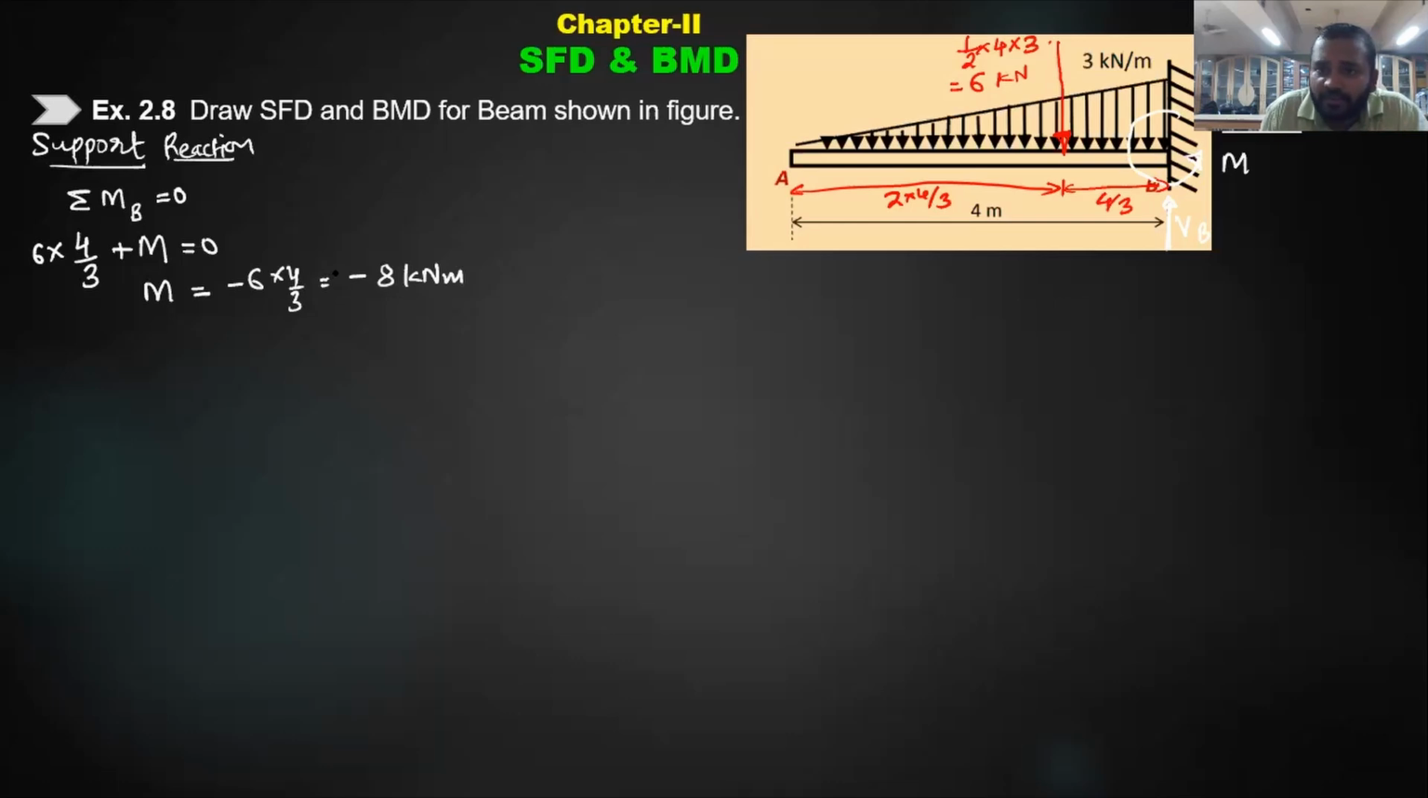Okay, this is what we know as support reaction. This is the first condition we used. The second condition we can use here is the summation of vertical forces. Summation of vertical forces Fy is 0. What is the summation of vertical forces? There is a downward force of 6 kilonewton, so minus 6. There is an upward force VB, so plus VB, and that has to be equated with 0. So you will get the vertical reaction at B is 6 kilonewton upward. So these are the answers as my support reactions.